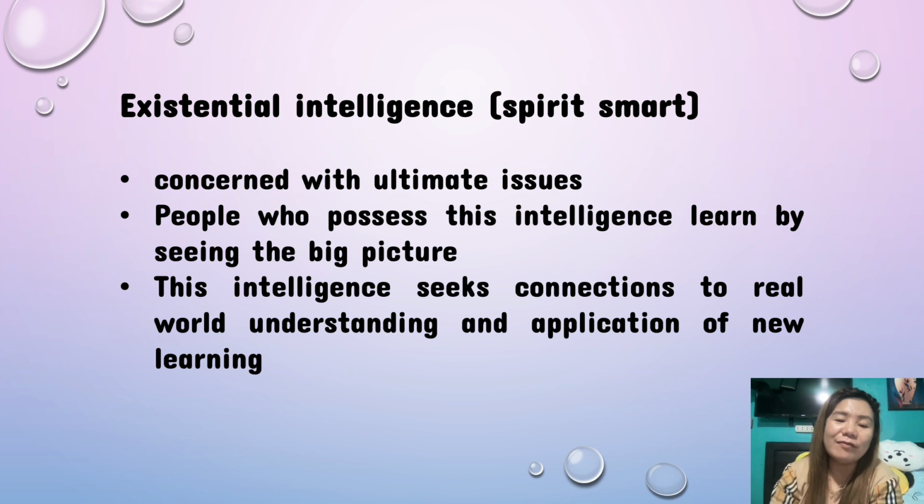And then, they tend to talk about the issues around them. Okay? They are existential intelligence. They can see everything, and they tend to reason out. They tend to discuss these issues around them. Okay, so these people possess the intelligence to learn by seeing the larger picture. This intelligence seeks connections to real world understanding and application of new learning.